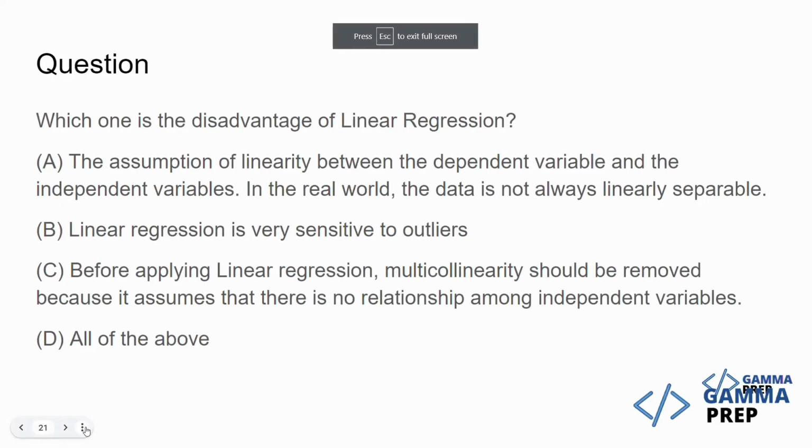So linear regression is affected by the outliers. Then, before applying linear regression, multi-collinearity should be removed because it assumes that there is no relationship between independent variables. Yes, linear regression wants the independent variables to be actually independent. So all three are true, and hence the answer is all of the above.